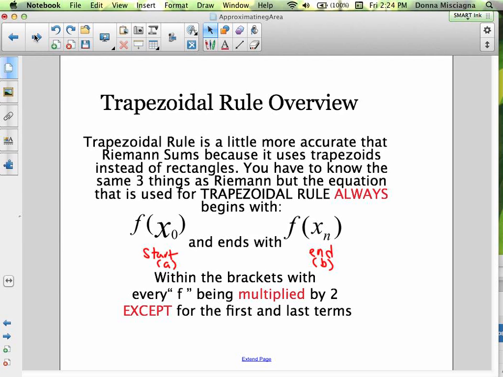So, trapezoidal rule overview. The trapezoid rule is a little more accurate than Riemann sums because it uses trapezoids instead of rectangles. You have to know the same three things as the Riemann sum, but the equation used for the trapezoid rule uses the beginning and the end. We don't skip any of the terms, and everything but the beginning and end is multiplied by 2. The formula looks a little complicated at first, but once you use it, you find it's actually pretty easy.